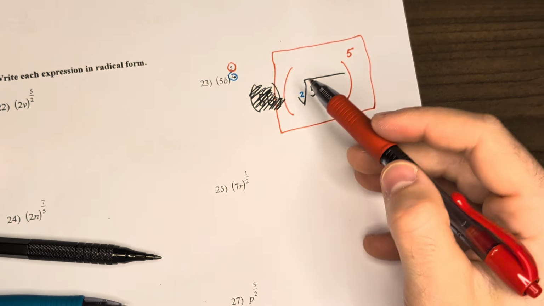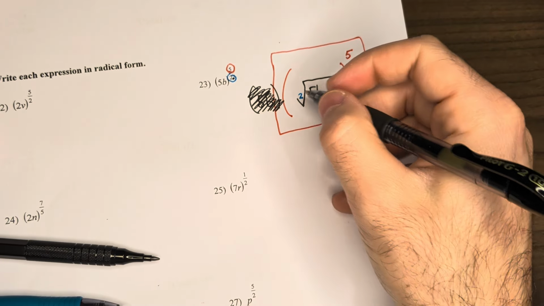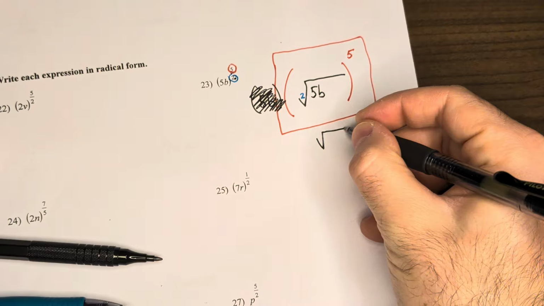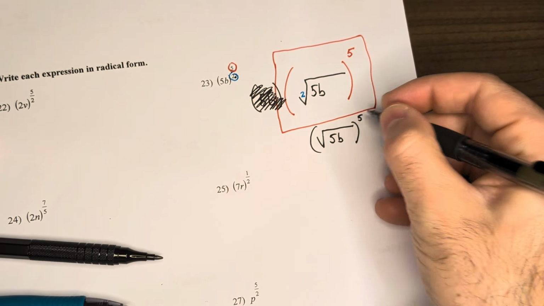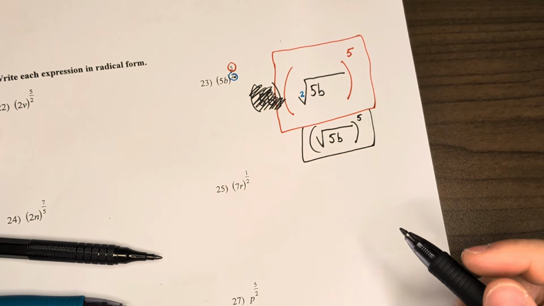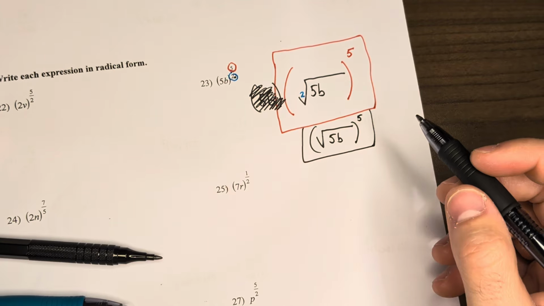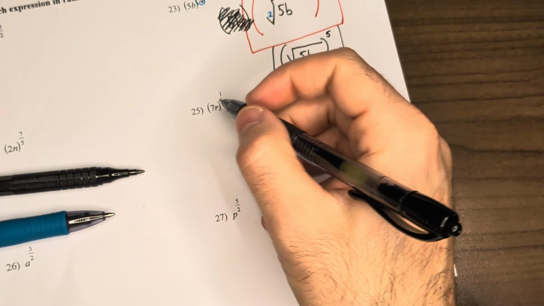The bottom number is going to go over here. And by the way, if there is no number, we automatically assume that it's a 2. So that's probably the more correct answer. Both of these work. And let's take a look at 25.